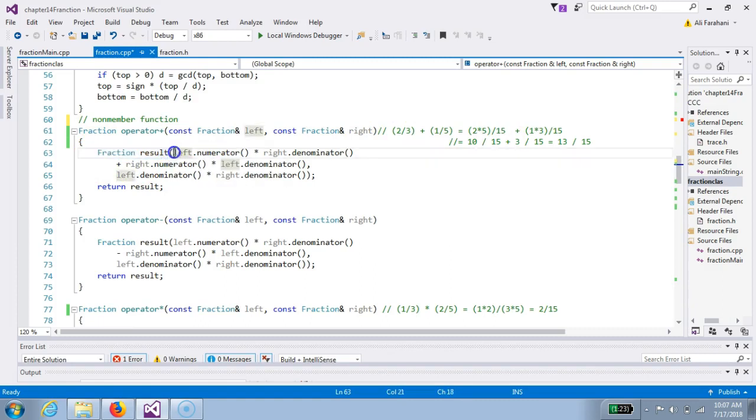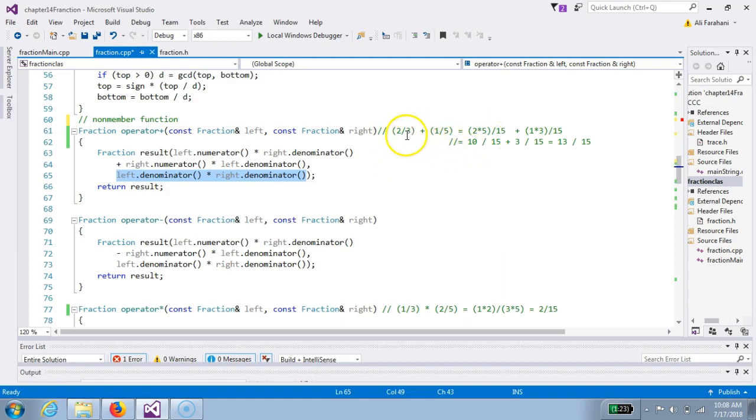And in that fraction, here is the top. The top goes all the way. This expression creates the top, and then after the comma, this expression creates the bottom. What should be the bottom or denominator of the resulting fraction?